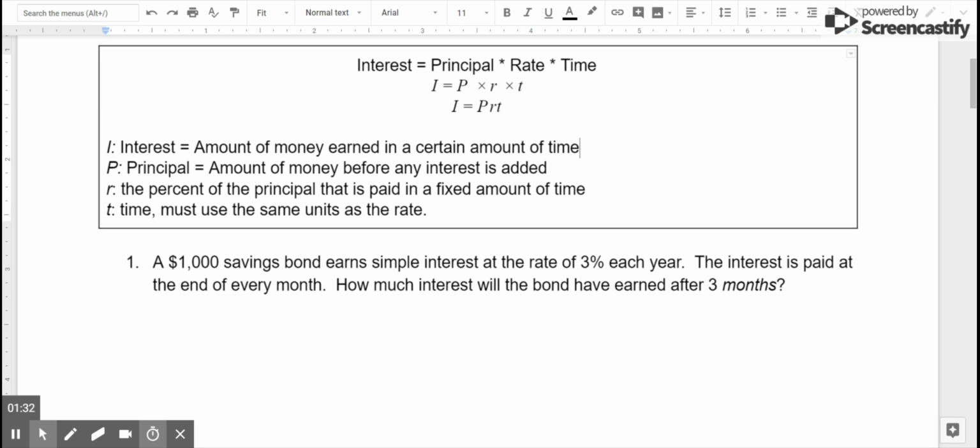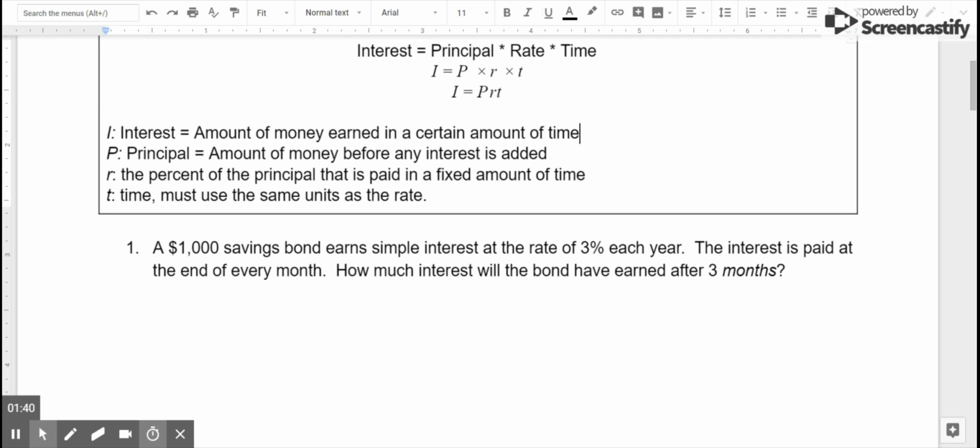Number 1 says a $1,000 savings bond earns simple interest at the rate of 3% per year. The interest is paid at the end of every month. How much interest will the bond have earned after 3 months? All right, so in order to set this up, what I like to do is make a list of all the variables and all the values I'm going to need to know.